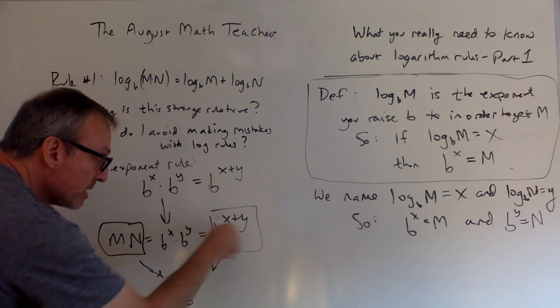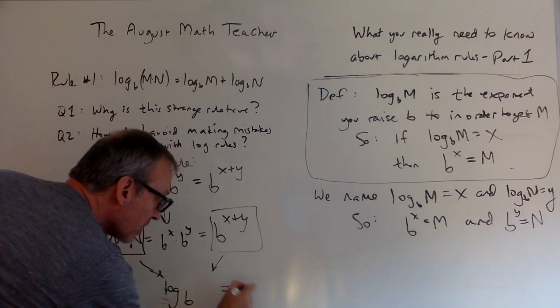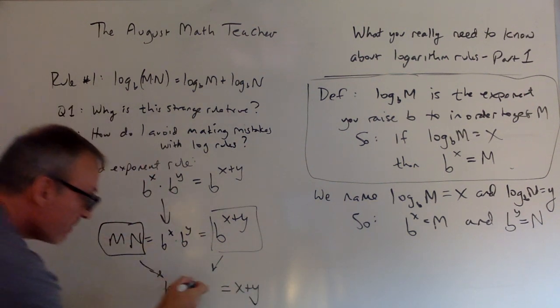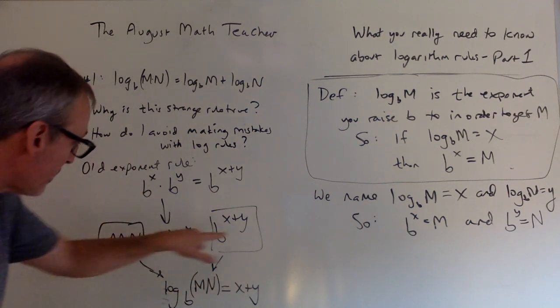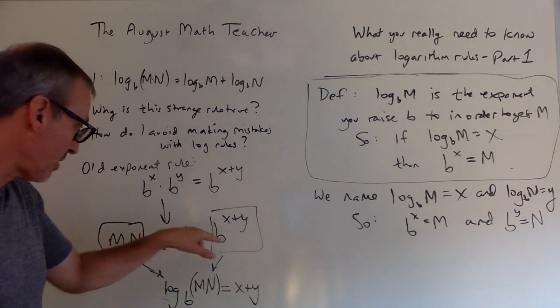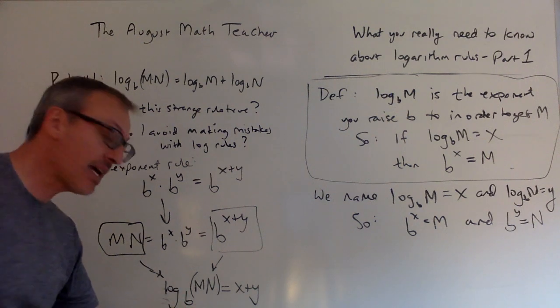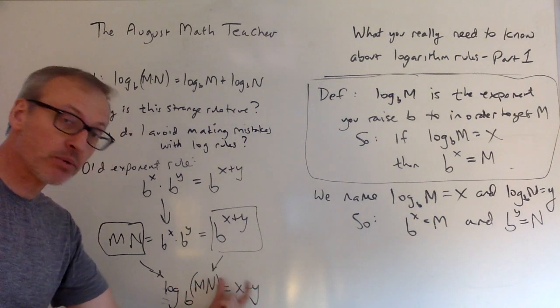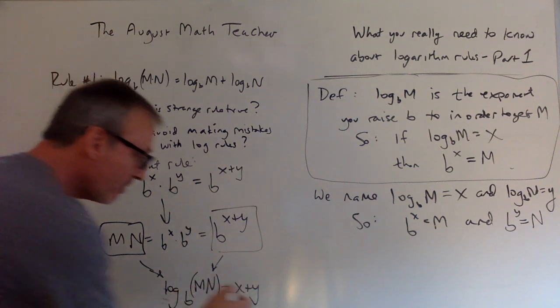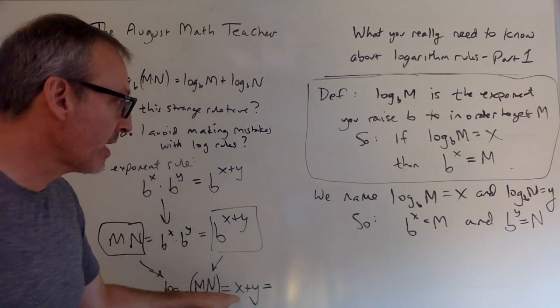Notice the exponent is x plus y, so that's what the log is, and it's of this number m times n. So all this statement says, mn equals b to the x plus y, can be captured in this statement. That means the log base b of mn is equal to x plus y. But now, let's rewrite what x and y are.